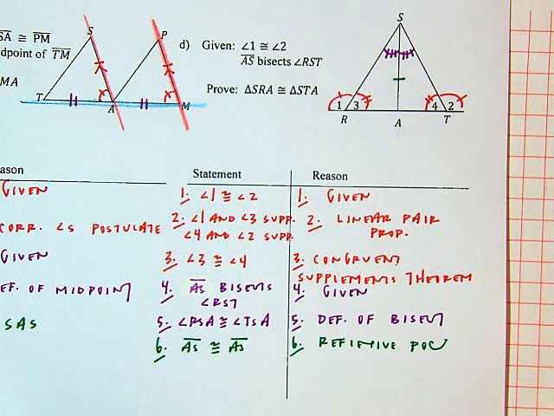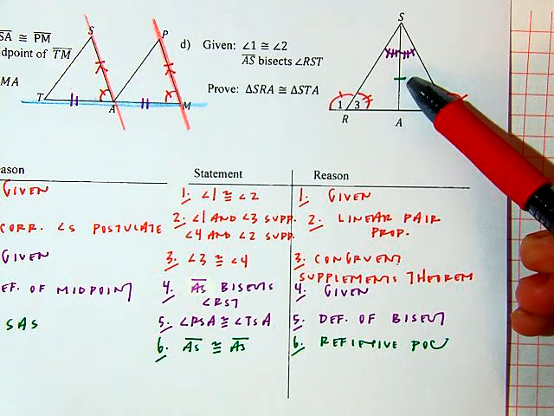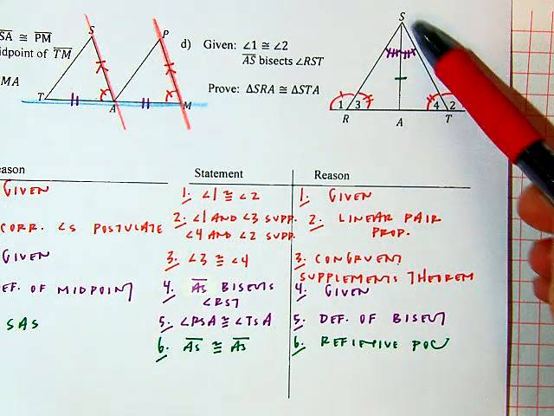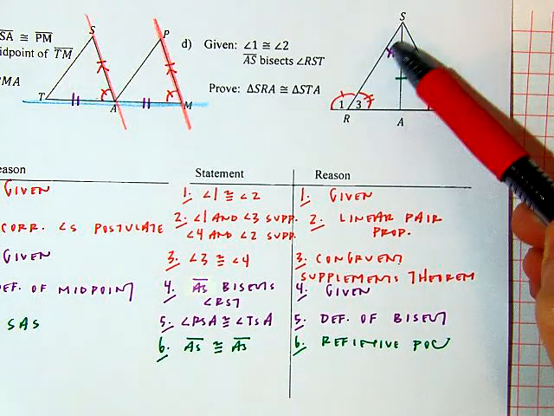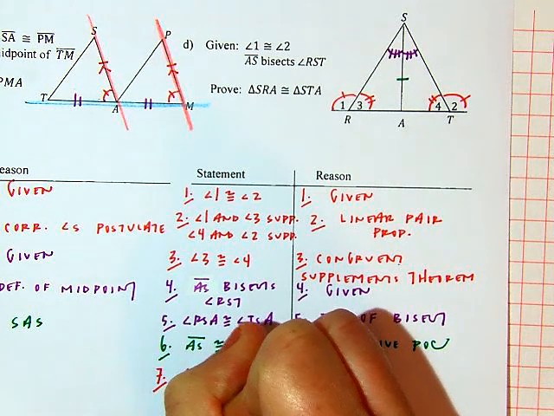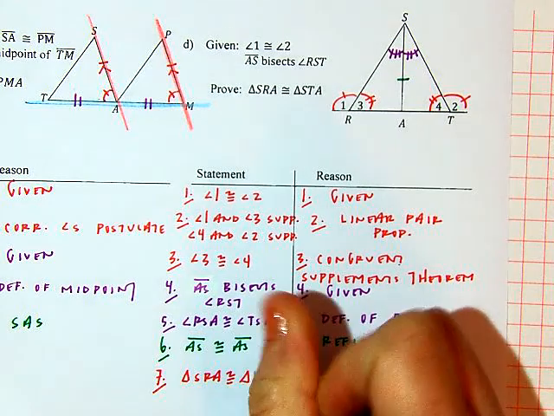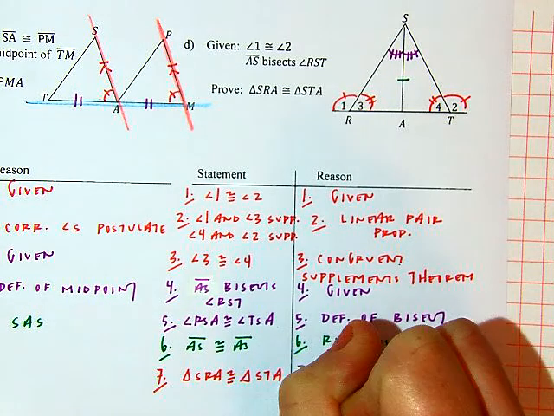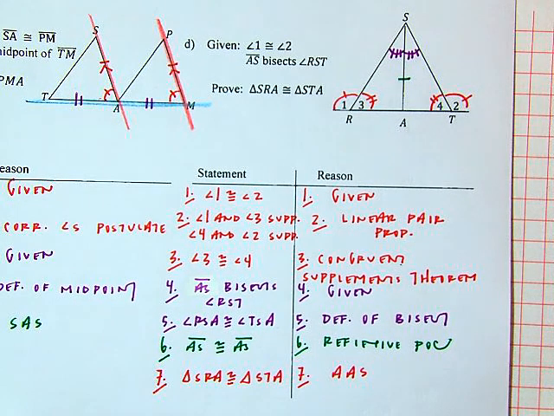And then with the path that I've taken, with what I have marked in my picture, I have two angles and a non-included side. So I have angle, angle, side. If I had established that this is isosceles, and if it's isosceles, then I have two congruent sides, I could have had angle, side, angle, and that would have been fine. So in a lot of these proofs, we have some options. All right, so I'm able to reach my conclusion that triangle SRA is congruent to triangle STA, and the path I took is through angle, angle, side.